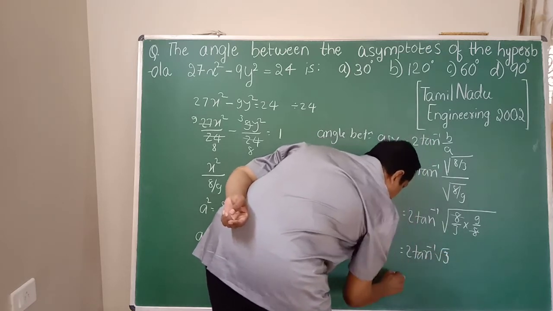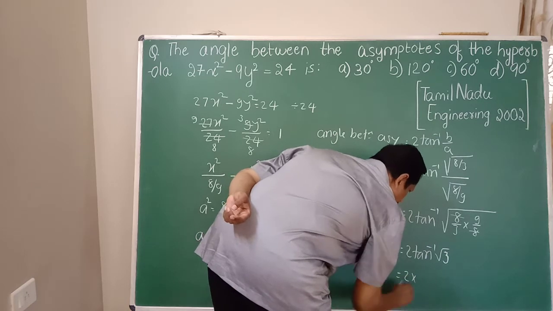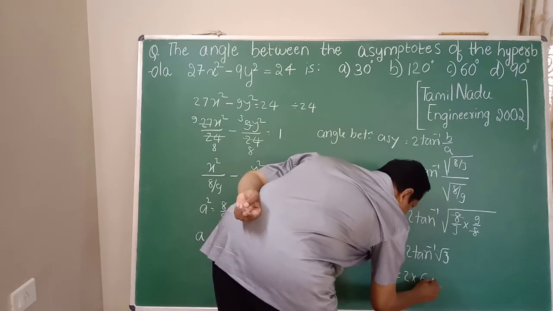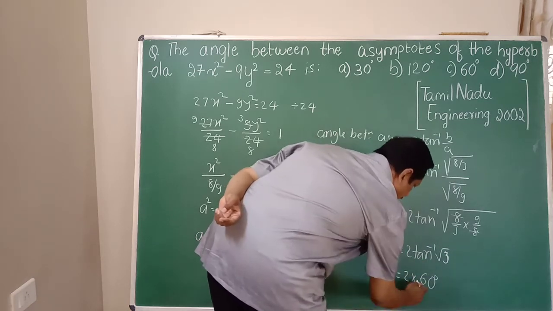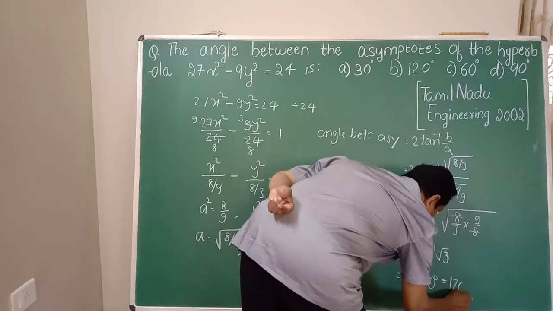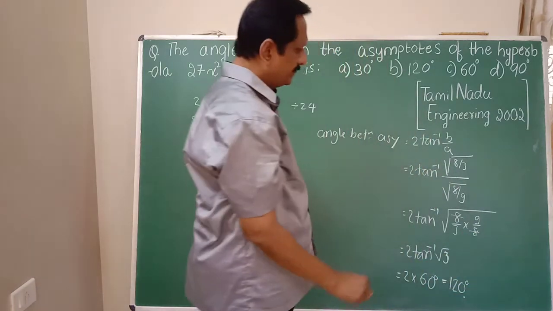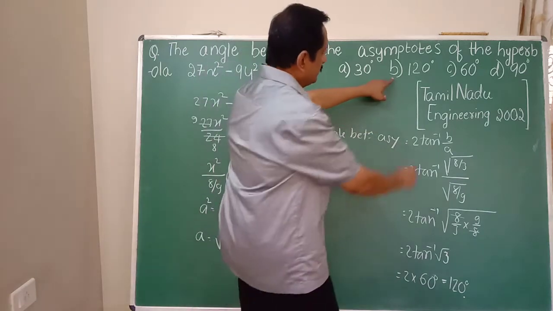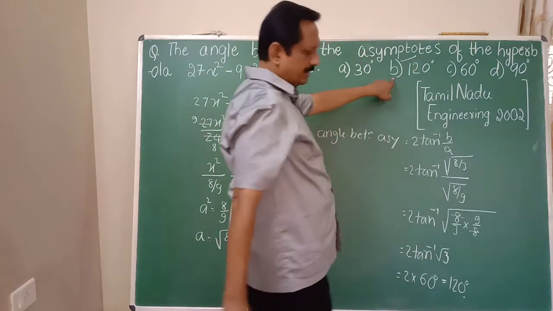2 tan inverse root 3. So tan inverse of root 3 is 60 degrees. So 60 degrees into 2 becomes 120 degrees. Therefore the angle between the asymptotes is 120 degrees.